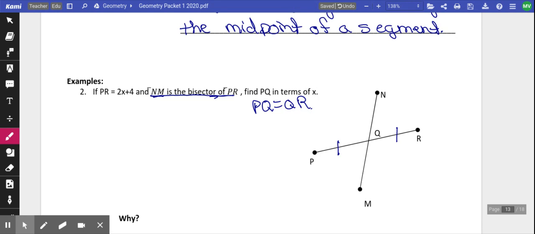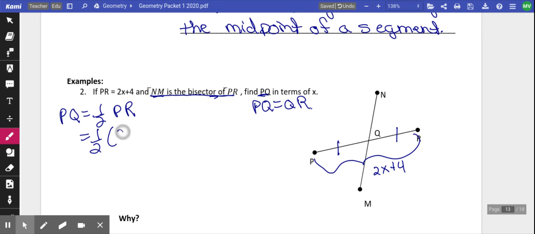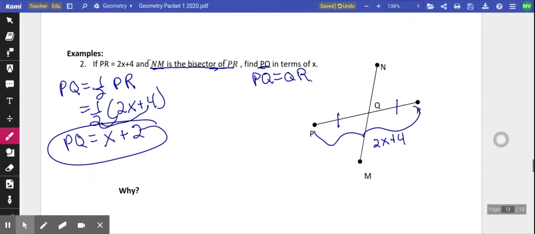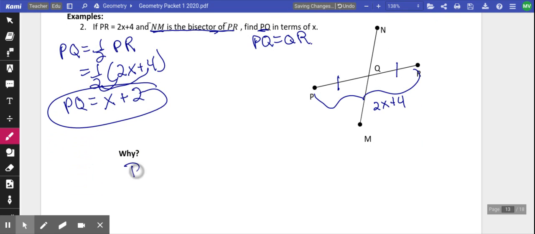So then if PR is 2x plus 4, so this whole thing is 2x plus 4, find PQ. Well, PQ equals half of PR. So I'm going to do 1/2 of 2x plus 4. Distribute: 1/2 times 2x is x, plus 1/2 times 4 is plus 2. So PQ equals x plus 2, and the reason is because PQ equals half of PR.